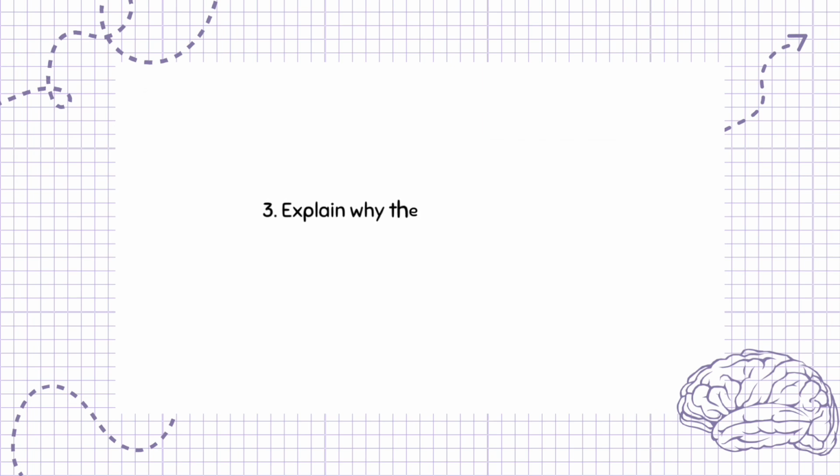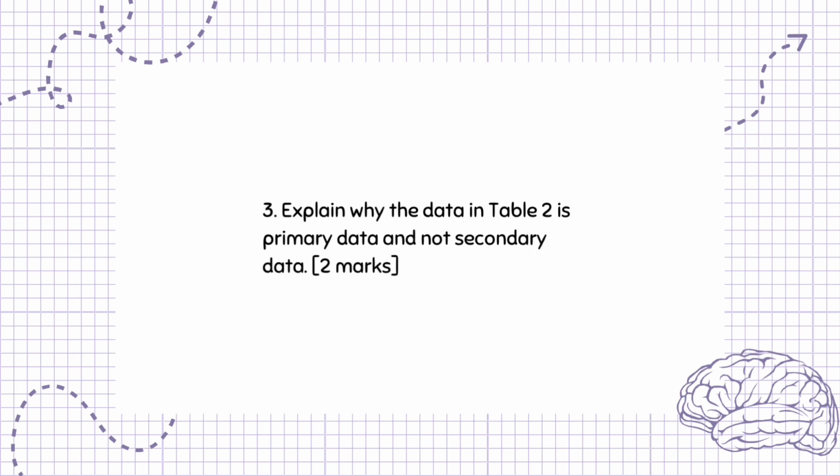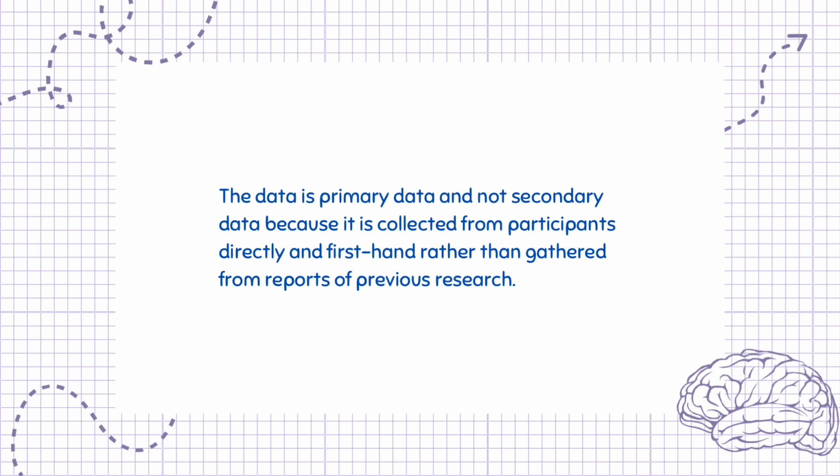Question 3. Explain why the data in Table 2 is primary data and not secondary data. 2 marks. The data is primary data and not secondary data because it is collected from participants directly and first-hand rather than gathered from reports of previous research.